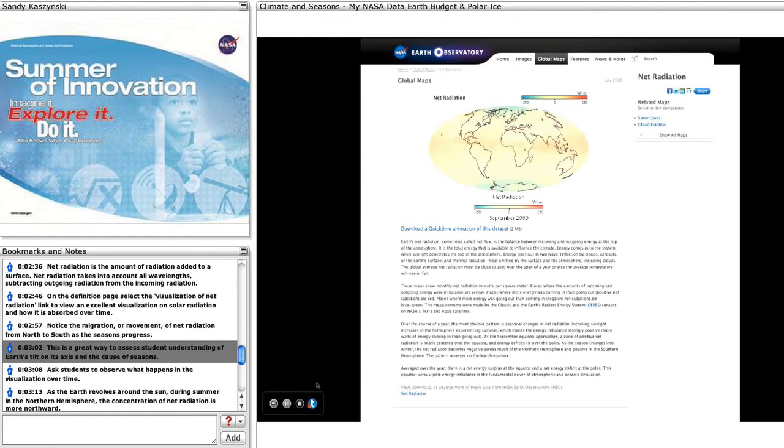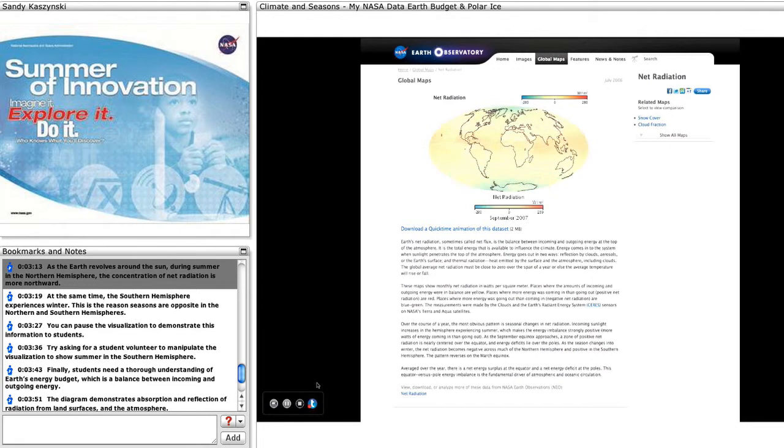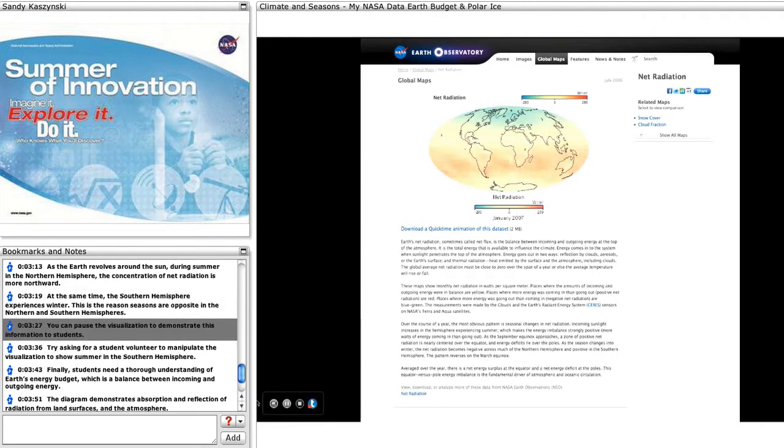This is a great way to assess student understanding of Earth's tilt on its axis and the causes of seasons. Ask students to observe what happens in the visualization over time. As the Earth revolves around the Sun during summer in the northern hemisphere, the concentration of net radiation is more northward. At the same time, the southern hemisphere experiences winter. This is the reason seasons are opposite in the northern and southern hemispheres. You can pause the visualization to demonstrate this information.